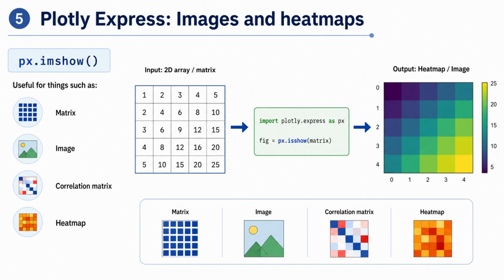The px.imshow function displays image-like or matrix-based data. We can use it for regular images, numerical matrices, correlation matrices, or heat maps. The values are represented using colors, making it much easier to recognize patterns across rows and columns.